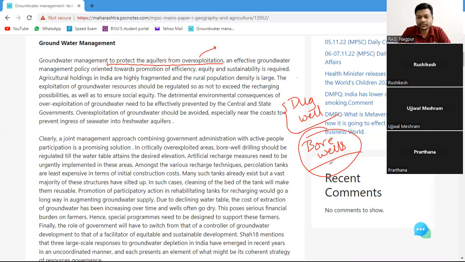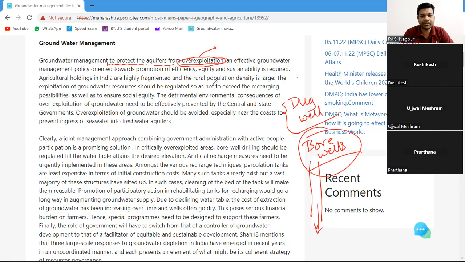is that the borewells have penetrated the deep aquifers, and we have started taking out more and more water, even more than the need. So this is the problem of over exploitation, that whatever is your need, you are taking out more than that. That is called over exploitation.